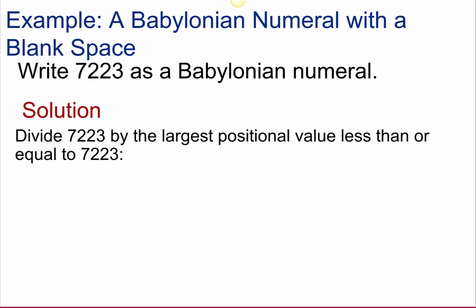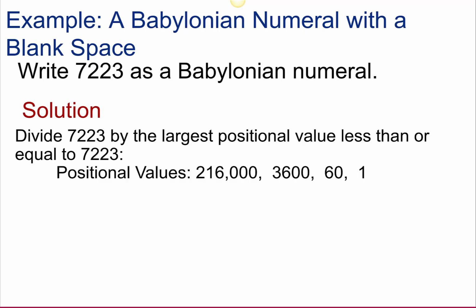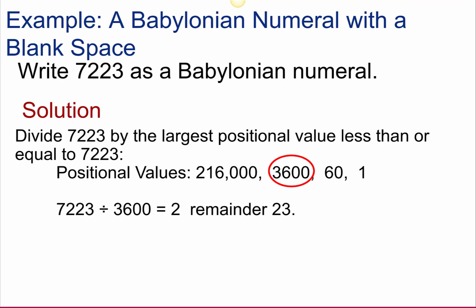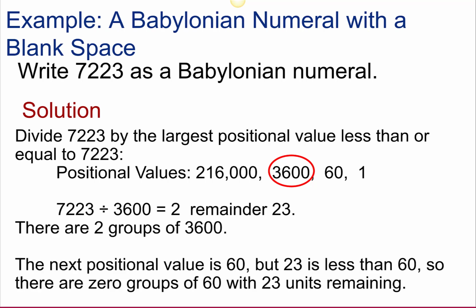So you're going to divide this number by the largest positional value less than or equal to that number. So remember the positional values in the Babylonian system, and the largest one less than or equal to 7223 is 3600. So we're going to divide 7223 by 3600. We get 2 remainder 23. So there's going to be 2 groups of 3600. Now the next positional value is worth 60 if you notice, but 23 is less than 60, so we aren't going to have any numeral in that position.